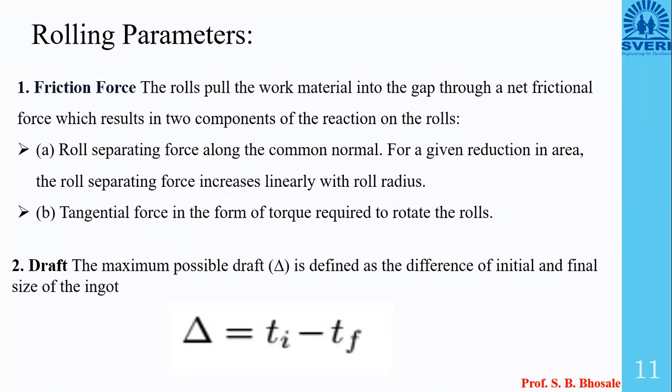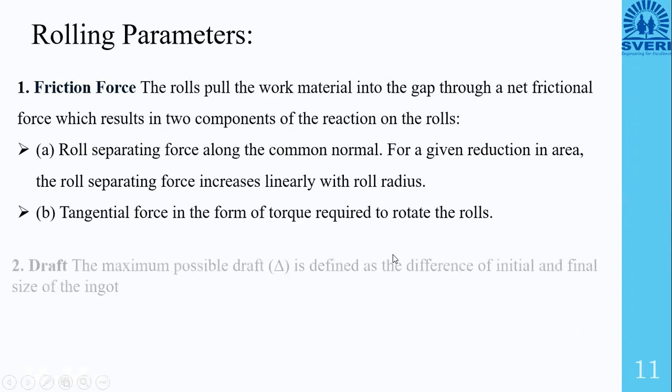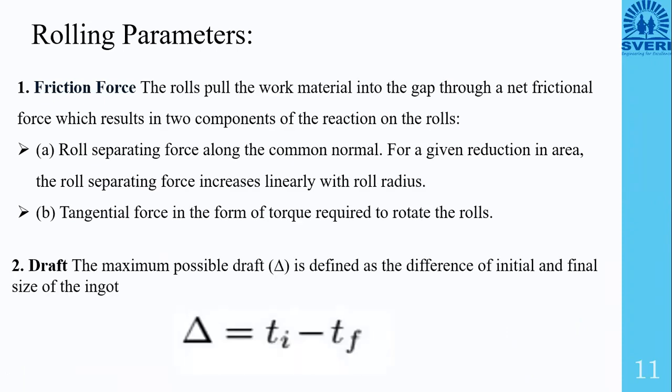Previously you might have seen that this is the initial thickness and this is the final thickness. Initial thickness is the larger one, final thickness is the smaller one. So we just subtract the final thickness from the initial thickness, then you get the delta value, how much it is reduced. That is called draft.